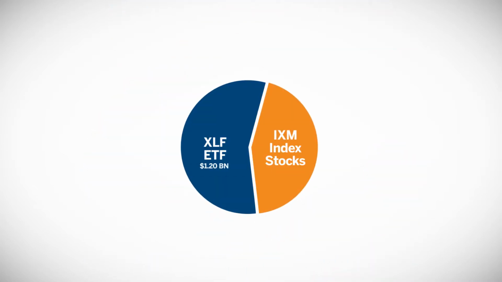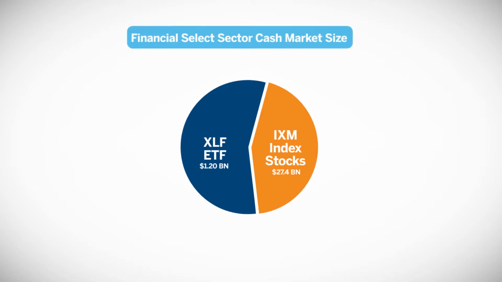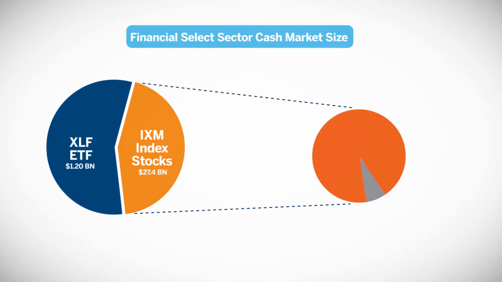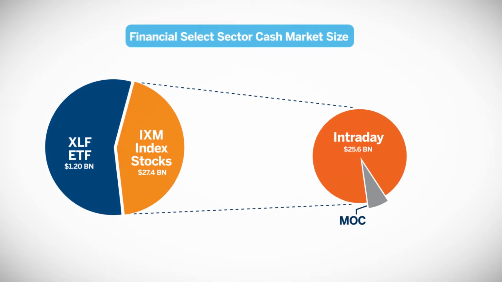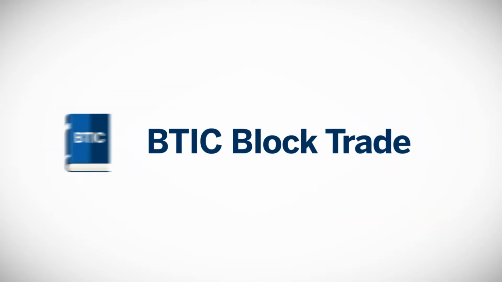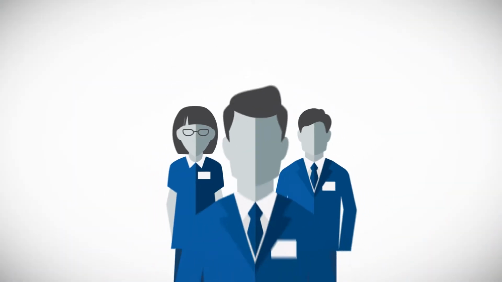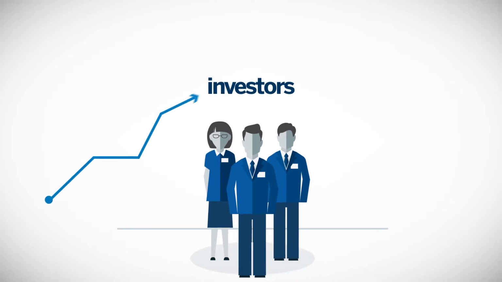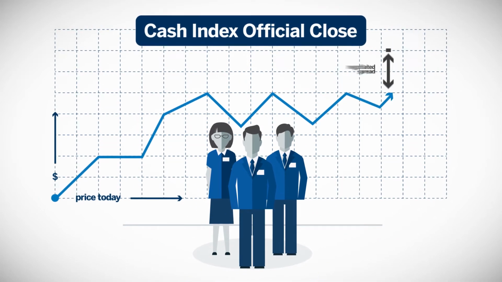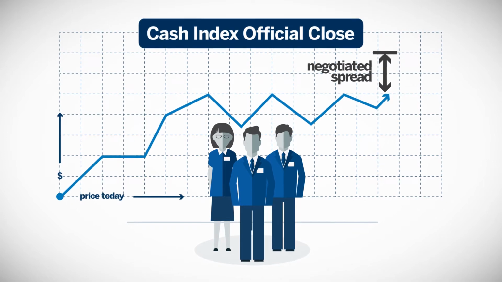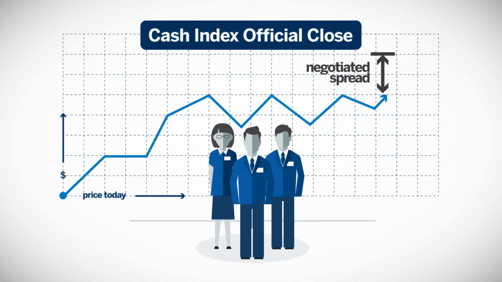One way to access additional liquidity for size is to align the futures block execution against the close, to leverage the volume transacted in the index component market-on-close auctions. The best way to achieve this alignment is to utilize BTIC block trades. A BTIC block trade enables investors to trade futures at a negotiated spread to the underlying cash index official close and thus provides participants price and size certainty.